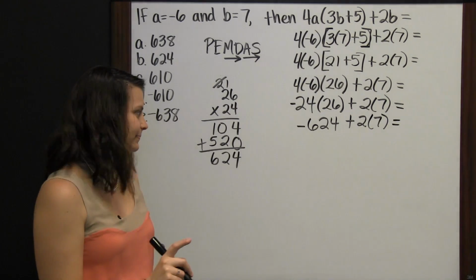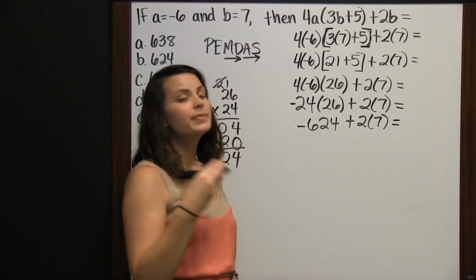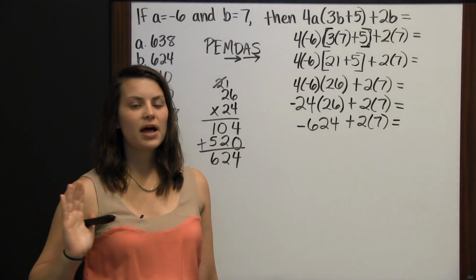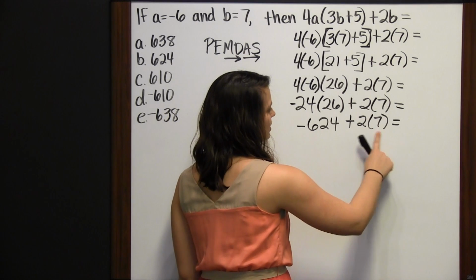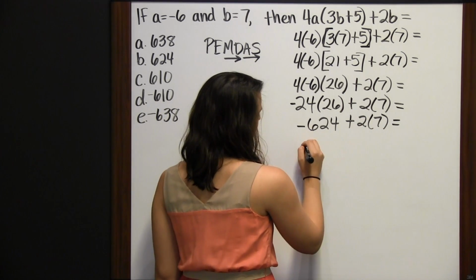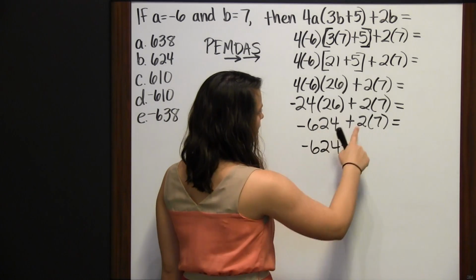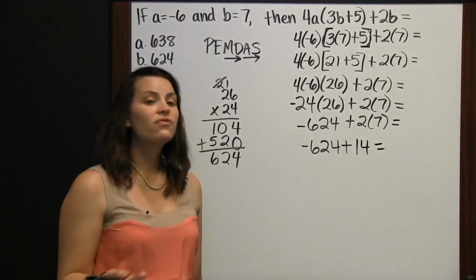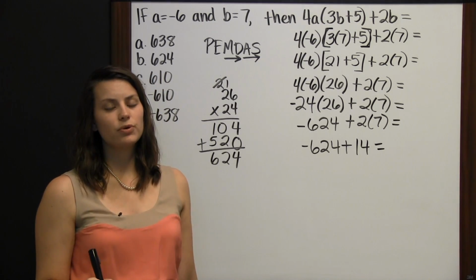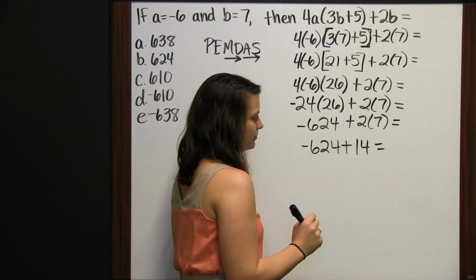We're almost there. We need to continue with our multiplication until we've multiplied all the terms there are to multiply, which means we next need to multiply our 2 times 7. So we have negative 624 plus 2 times 7 is 14. Now we finally simplified it down to our very last operation, and that is addition.